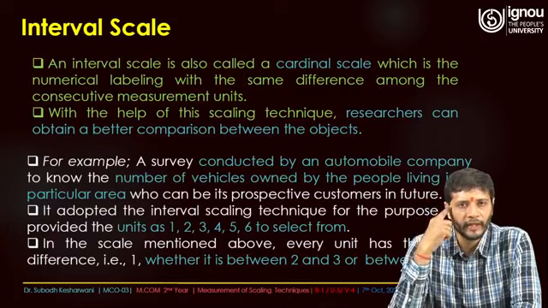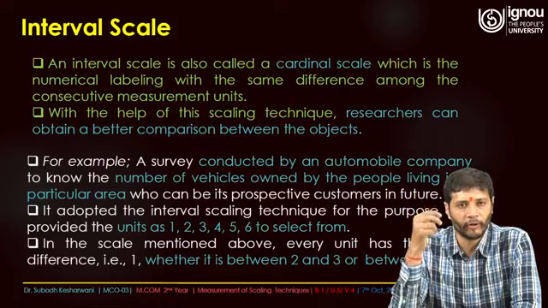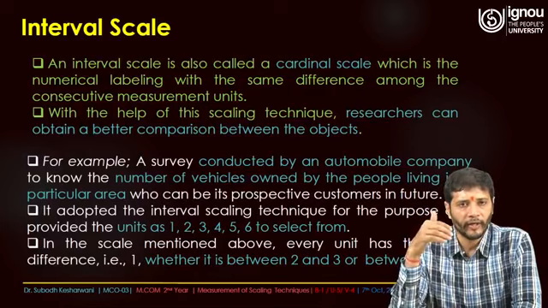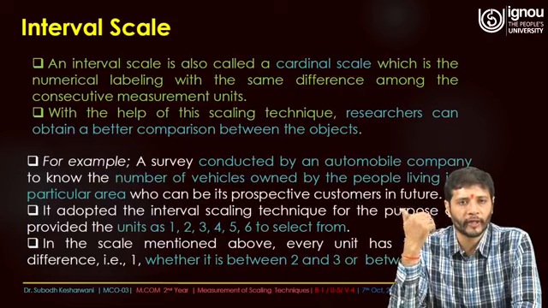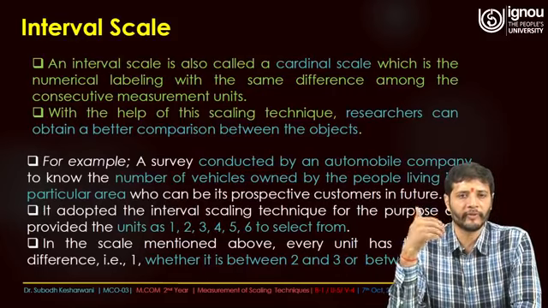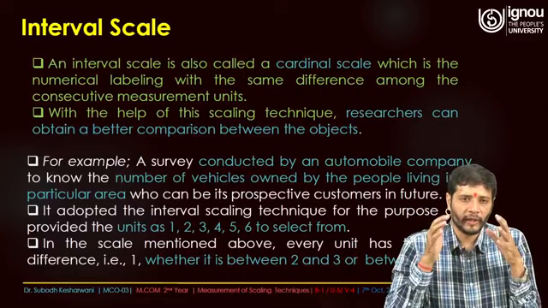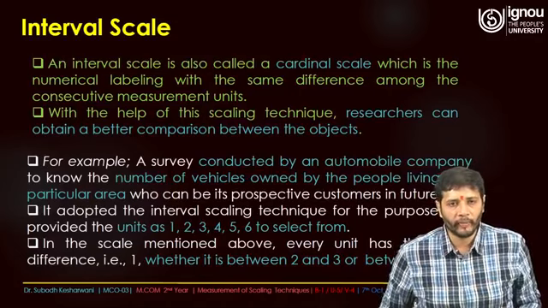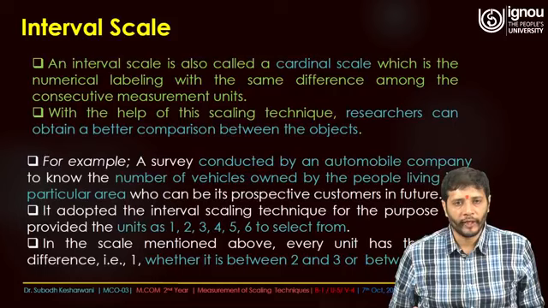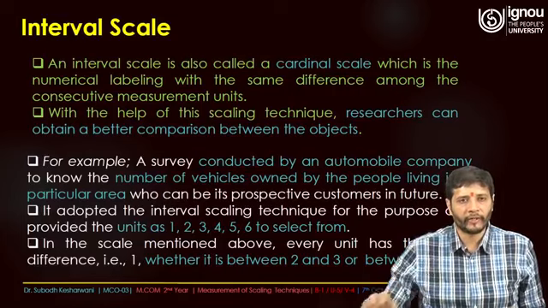So what we have observed is a survey conducted by an automobile company, the automobile industry, on the number of vehicles owned by people living in a particular area, who could be prospective customers in future. So it adopted the interval scaling technique and provided units as 1, 2, 3, 4, 5, 6. On the scale mentioned above, every unit has the same difference, whether it is between 2 and 3 or between 4 and 5. This also varies, like people under the age bracket of 18 to 24 years, or 25 to 30 years. So this could be the interval scale model.